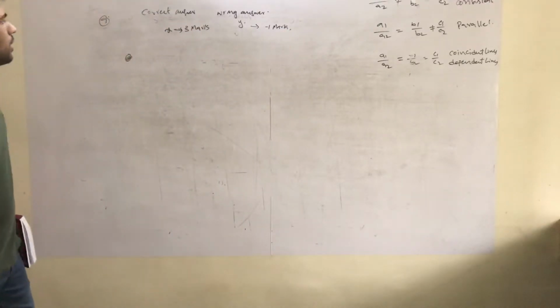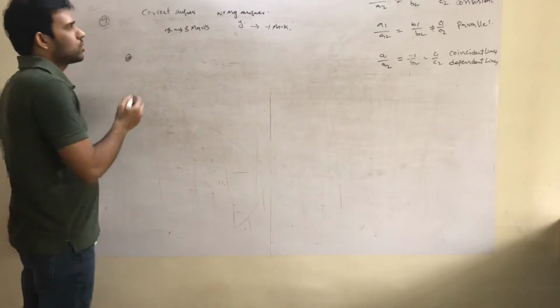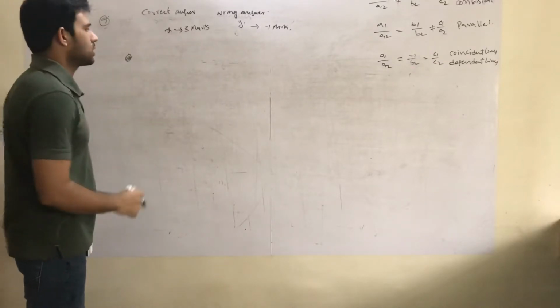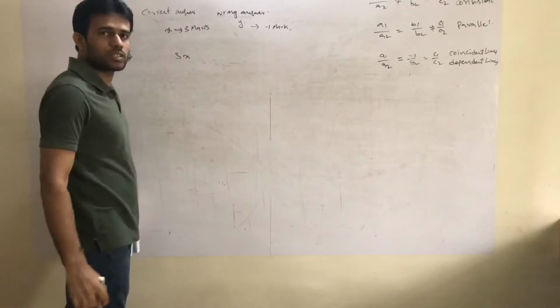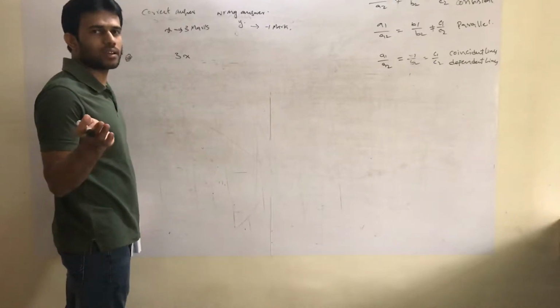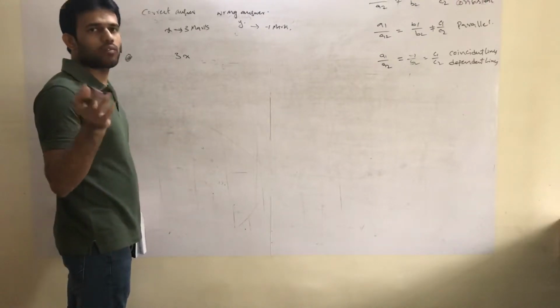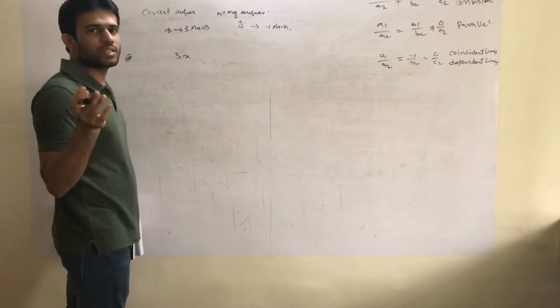Now, the total he has scored is 40. Let's say he has written x number of correct answers and y number of wrong answers. So x correct answers means 3 into x is his score. If he has written 10 correct answers, 10 into 3, he gets 30 marks. And if he has written 5 wrong answers, 5 into -1, that is -5 marks. So the total becomes 30 minus 5, which is 25.